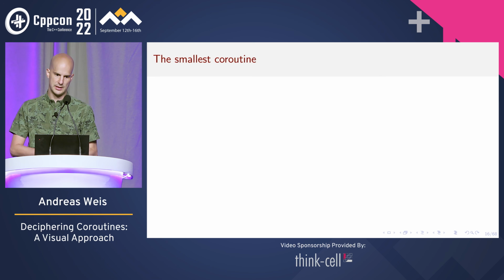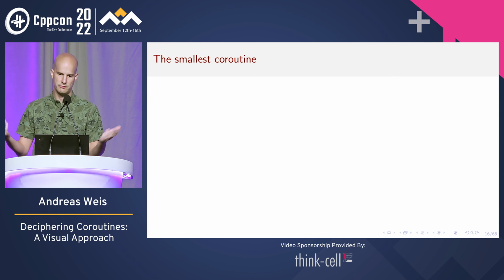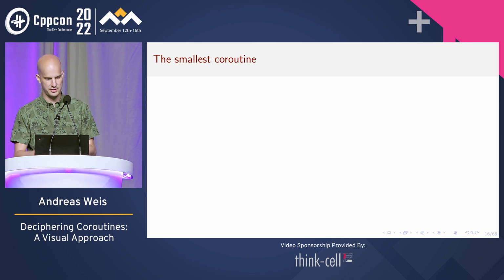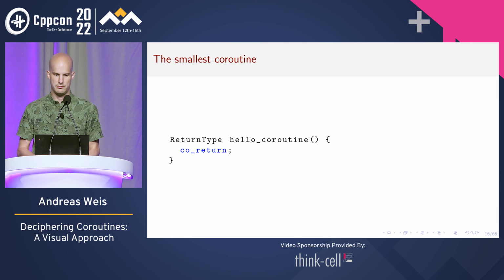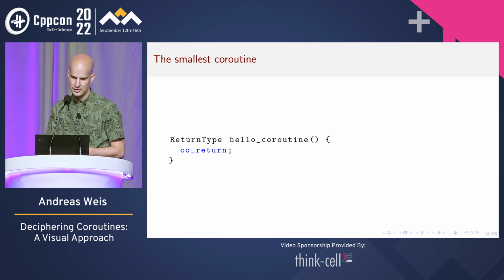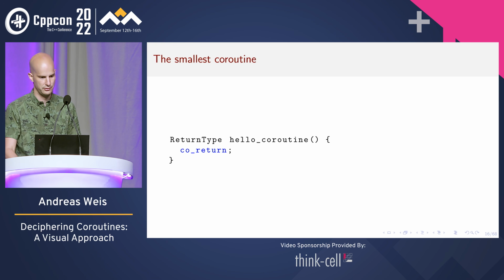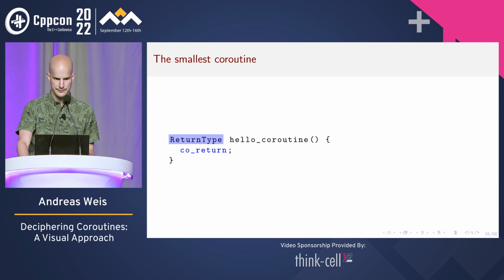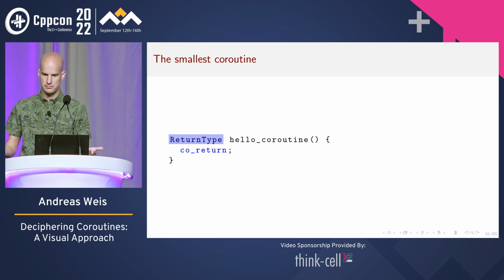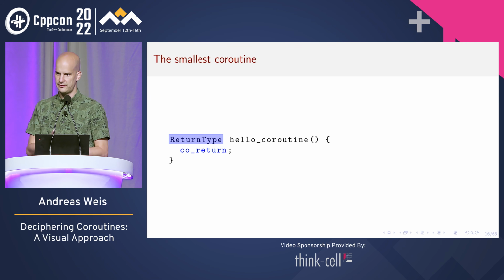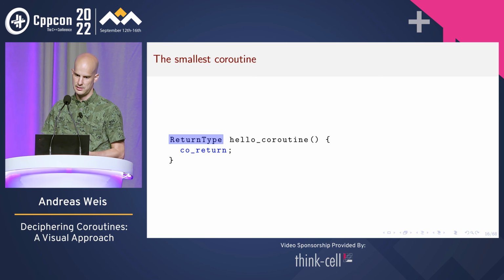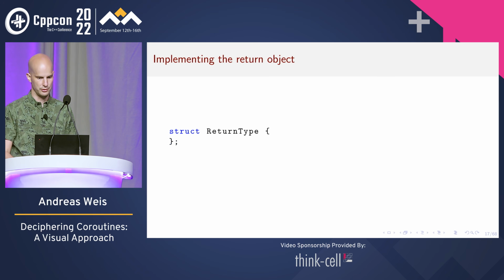So let's start out by trying to write the simplest possible coroutine that you could come up with. And this is the smallest one, right? It cannot be empty, because if it's empty, it's just a function. But if I just have an empty co_return statement in there, that's enough to turn it into a coroutine. So obviously, I have to implement this return type object next, so that's what I'm going to do.